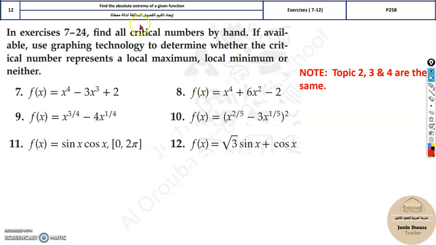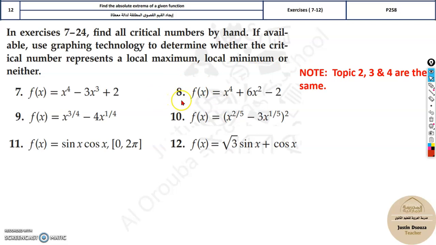Moving on to the 12th topic, it is to find the absolute extrema of a given function. Before I begin this topic, I want to remind you that this topic is similar to topics 2, 3, and 4. We have already solved these problems in the previous videos.